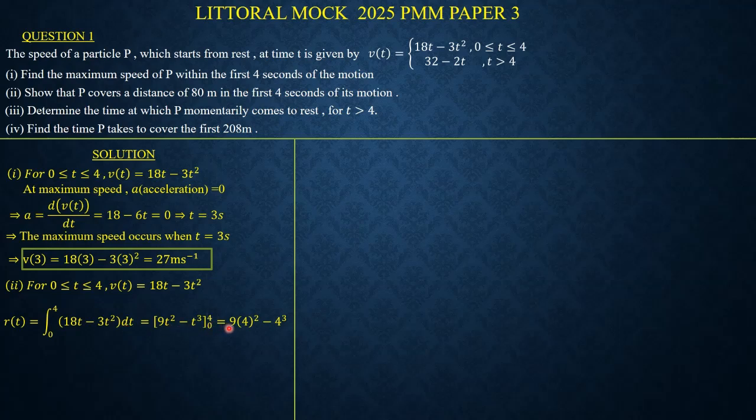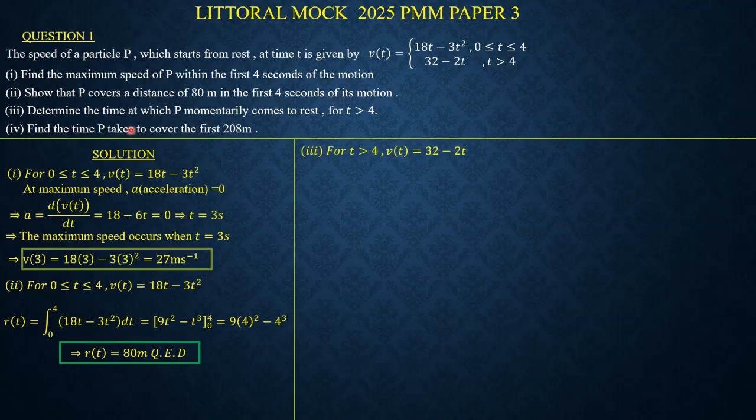When we further simplify, putting in the bounds of integration, we are going to get the distance of the particle to be equal to what? To be equal to 80 meters, which is actually what we require for us to prove. If you do this calculation, that is 9 times 4 squared, then minus 4 cubed, we get this distance of 80 meters to correspond to the distance covered by the particle P in the first 4 seconds of its motion. Which was actually what was being required for us to answer in the Roman 2 of the question.